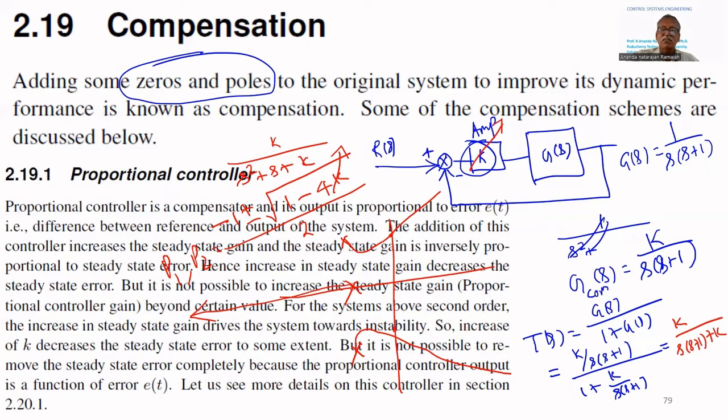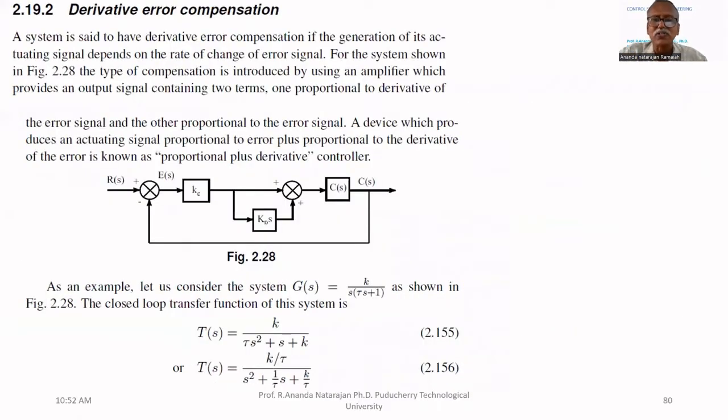From third order onwards, any increase in K may drive the poles to the right hand side. In other words, it may drive the system to instability. That we'll see later. For a system above second order, the increase in steady state gain drives the system towards instability. So an increase of K decreases the steady state error to some extent.